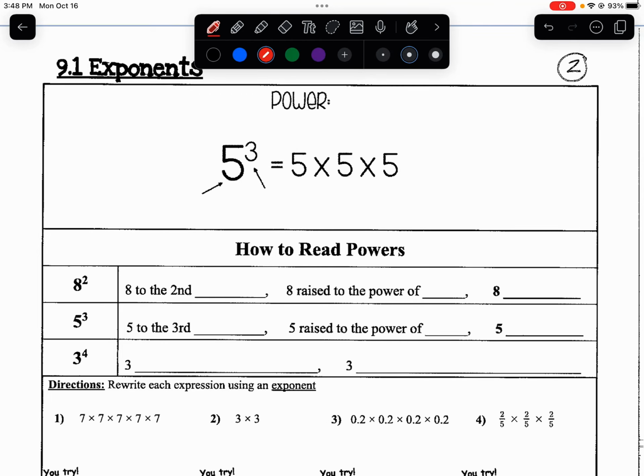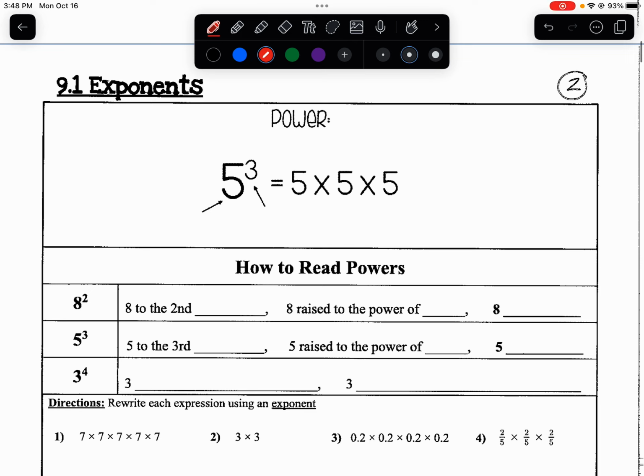In this lesson, we are going to cover exponents. So let's start off with some vocabulary. This right here is 5 to the third. Now, the big number is called the base. And that small number right here has two names. You can call it the exponent, or sometimes it's also called the power.